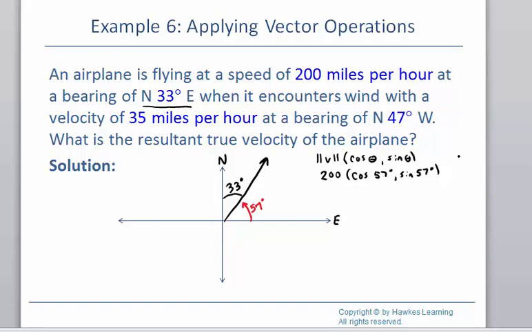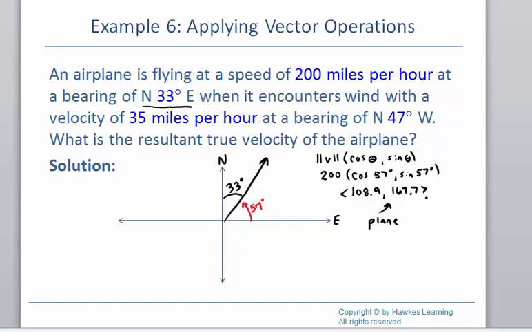All right, and so I'm going to multiply 200 times cosine of 57, and that's going to give me 108.9 for my first value. And then I'm going to multiply 200 times sine 57, so that's going to give me 167.7. Okay, so this is the vector representation for the plane. We're going to come back to that in just a minute and use that. Let's go ahead and do the same thing for the wind.